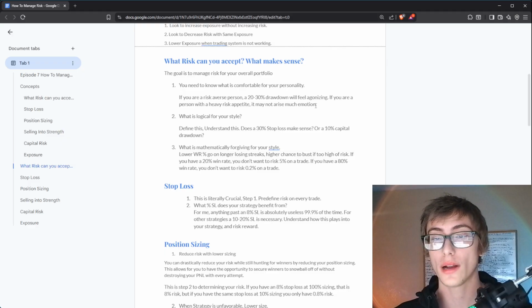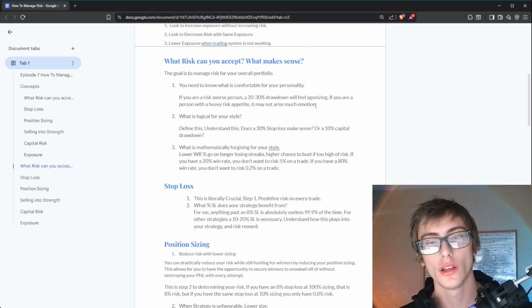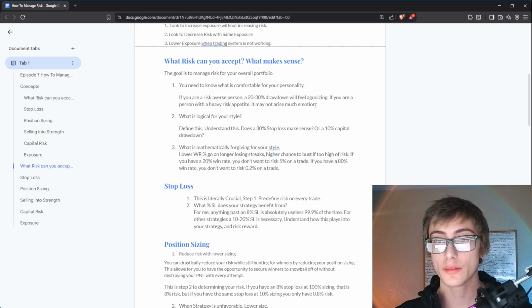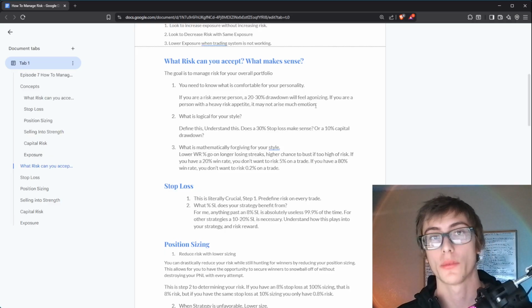But there are people out there that can go through a 20, 30% drawdown and then go on to make crazy returns for the rest of the year because they didn't let it arouse emotion and they had a logic towards it, right? So number two, what is logical for your style? You need to define this and understand this, right? Because this is personal. Does a 30% stop loss make sense or a 10% capital drawdown?